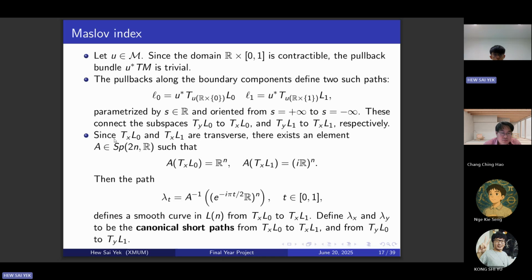And since the group is connected, there must exist an element A in the symplectic group such that A T_x L0 equals R^n and A T_x L1 equals iR^n. So this gives a smooth path from T_x L0 to T_x L1, and we call lambda_x and lambda_y the canonical path.